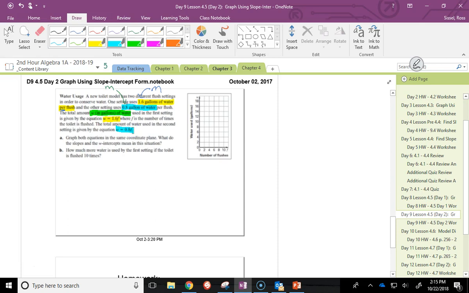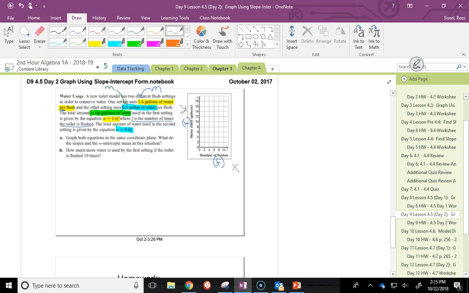So I'm going to go over here to my graph, and I'm going to make sure I don't mix this up. Since F, they told me, is the number of times the toilet's flushed, I see over here number of flushes on my graph. So I'm going to mark that this is F. And water used in gallons, this is my W. Okay. And remember, usually that's our X and our Y. So I'm making the little connection here.